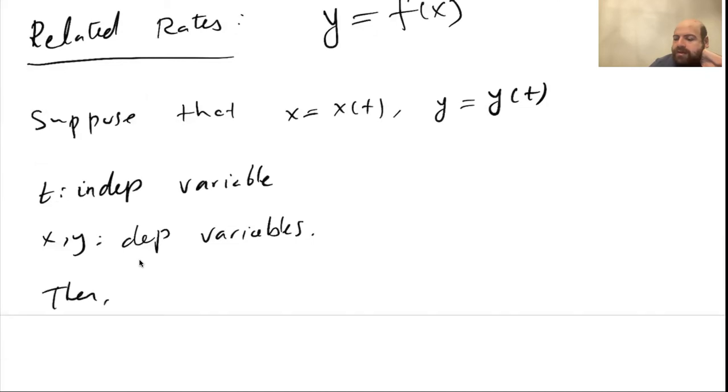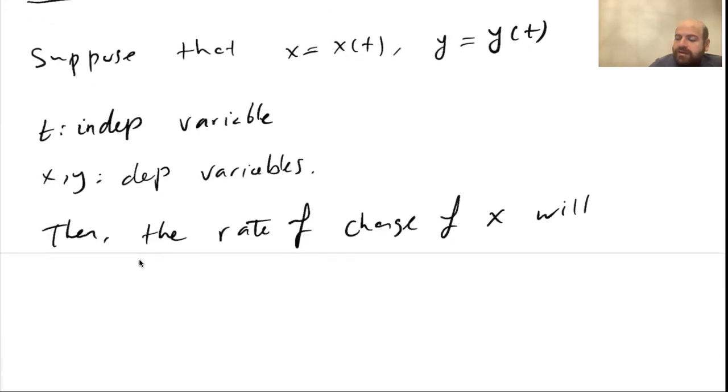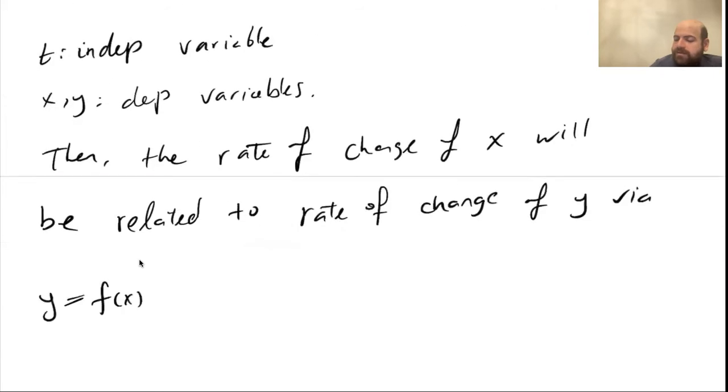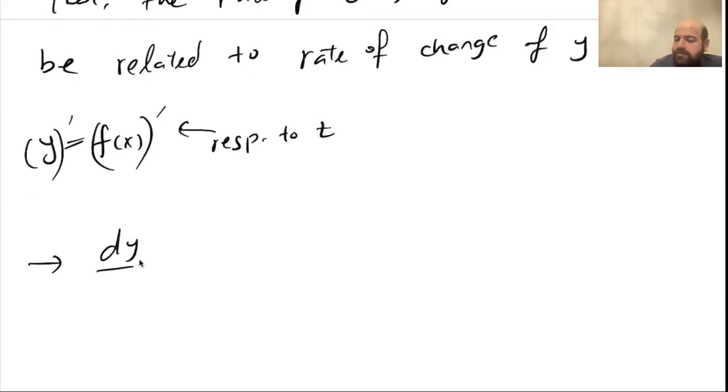Then we can say that the rate of change of x will be related to, that's why it's called related rates, because rate of change of x will be related to rate of change of y. Rate of change of y via which relation? So see, if we have y equals f of x, if I differentiate both sides with respect to t, then the left-hand side will be dy/dt, or let's say I can leave it as y prime.